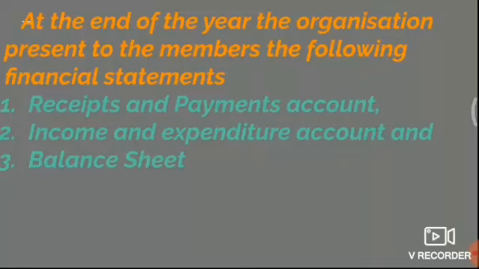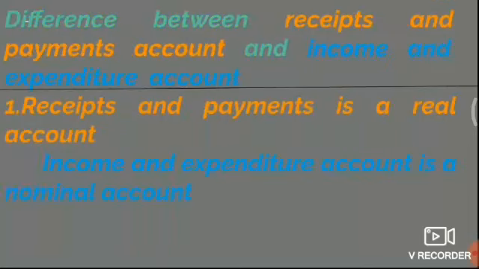At the end of the year, these organizations present three important financial statements to the members, which is slightly different from the profit-making organization. Like they make the receipts and payments account, which is a summarized form of cash book, and they make the income and expenditure account, which is similar to the profit and loss account of a profit-making organization. Then they also present the balance sheet, which is similar to the profit-making organization. Like we have the asset side and the liability side.